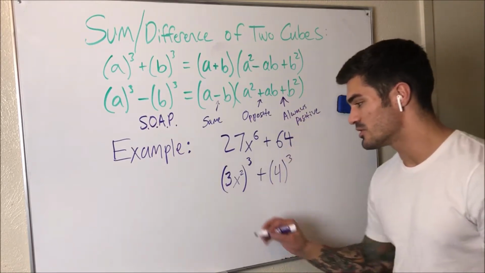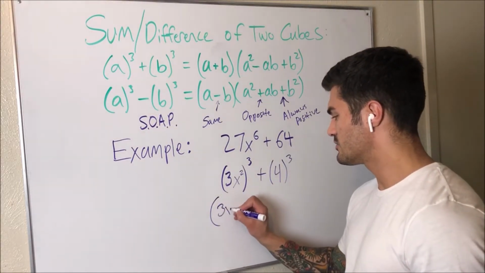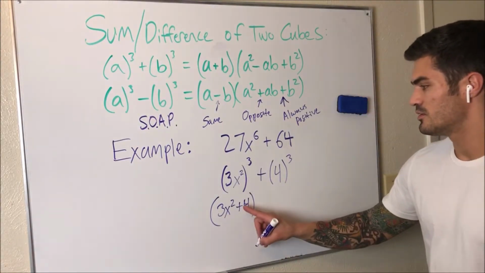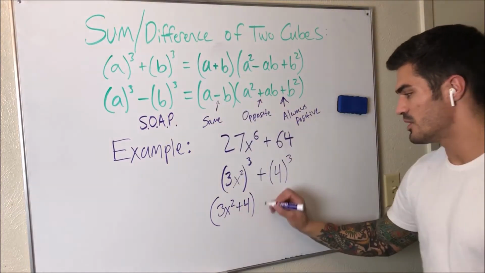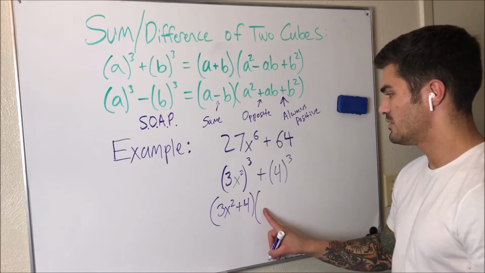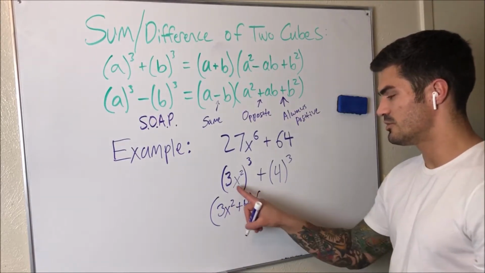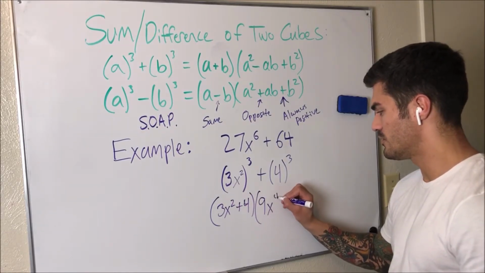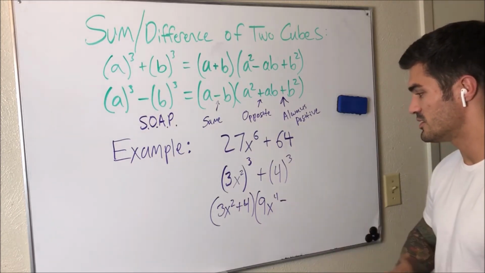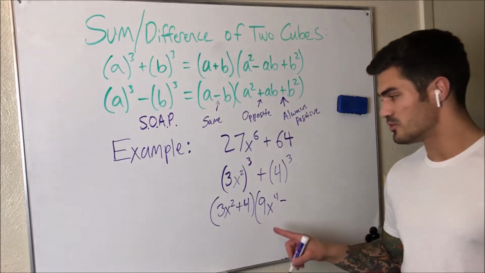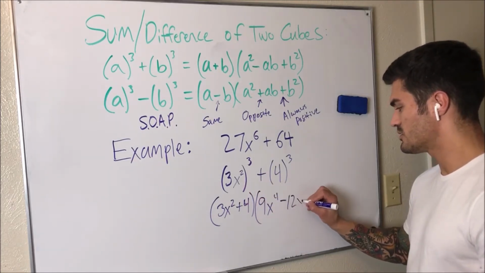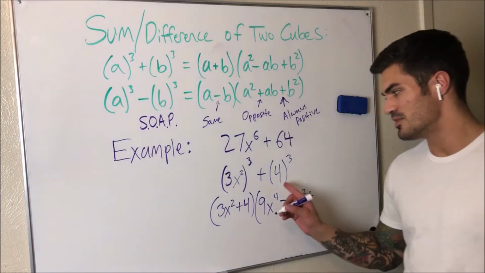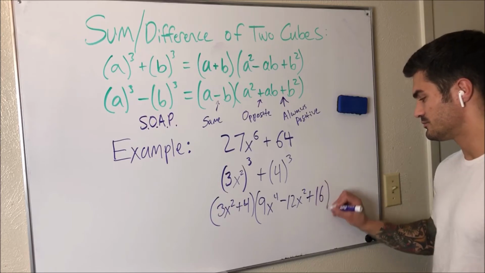Now I have my A and my B, I'm just going to plug in for A and B. 3x squared plus 4. Then I'm using this formula, remember, same, and then I have opposite, in this case it's A squared, so I have to be a little bit careful. How do I square this? It's going to give me 9x to the 4th. That's that opposite sign. And then I have A times B, which is going to give me 12x squared. And this one's always positive. And then lastly I have b squared, and my b is 4, so that's just 16.